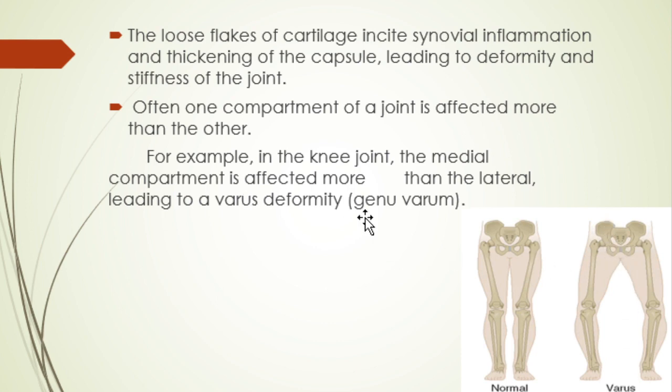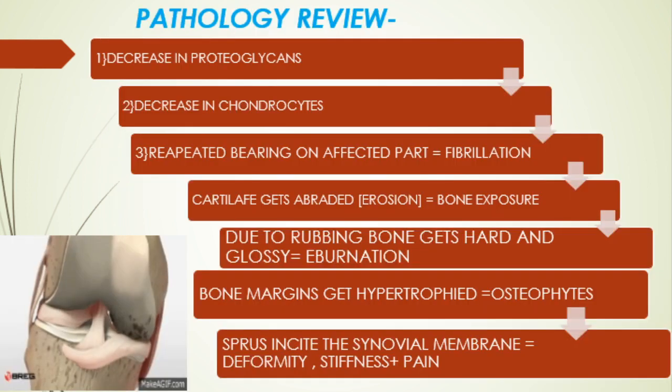This is called varus deformity. Sometimes only one compartment of a joint is affected rather than the other. This condition is called varus deformity. So this is how the pathology of osteoarthritis works. We will have a quick review of the pathology.